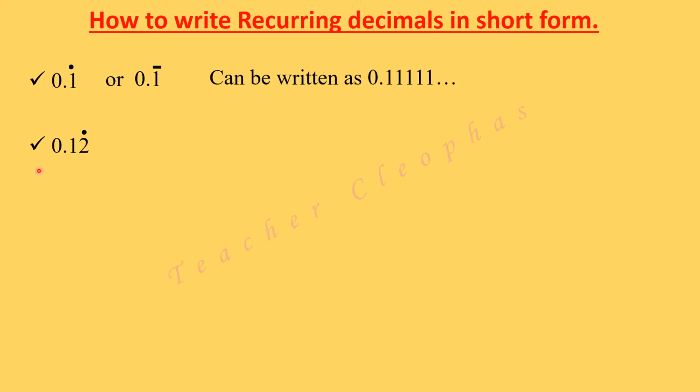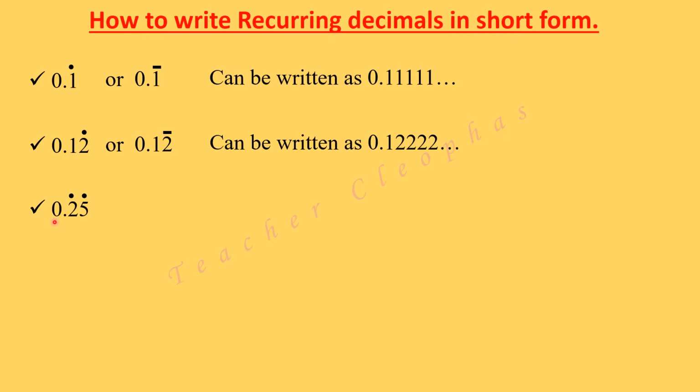Another example is 0.12 with a dot on top of 2. This shows that it is only digit 2 that repeats up to infinity. This can also be written this way, 0.12 with a bar on top, and so this simply means that this is 0.122222, 2 continues, so we show these with 3 dots.